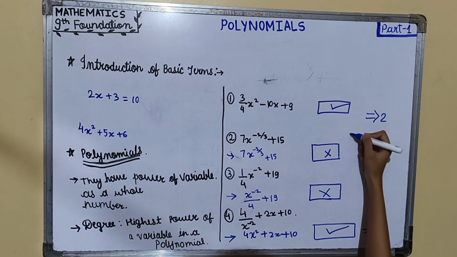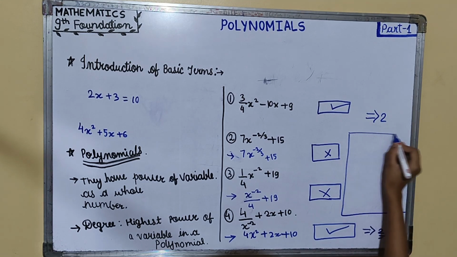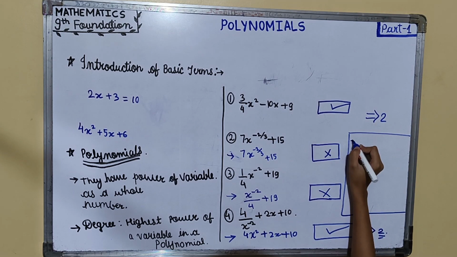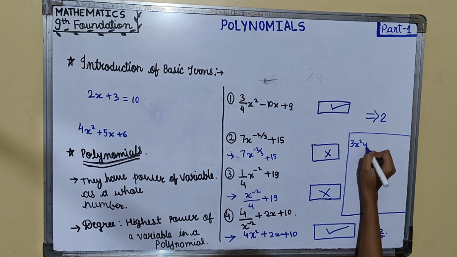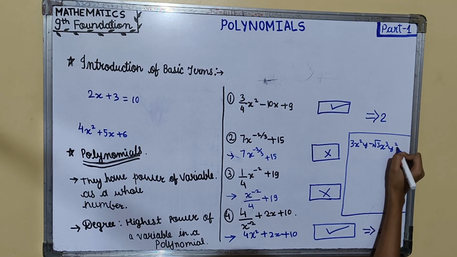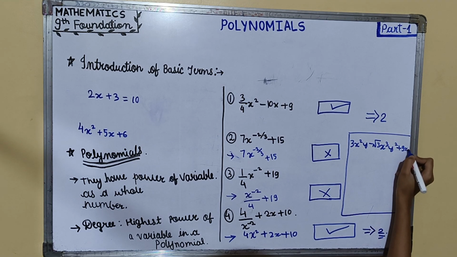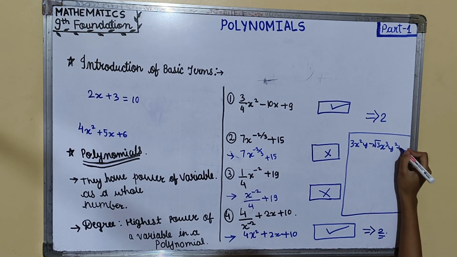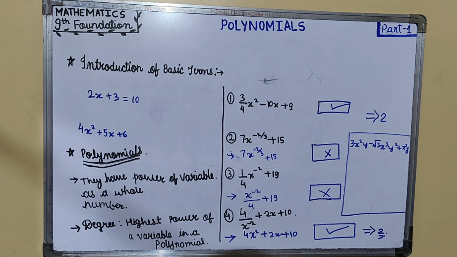Now, if there is a question like this, 3x square y minus root 3 x cube y square plus 9x cube plus x cube y. So, like this, you have to find the degree in this question.